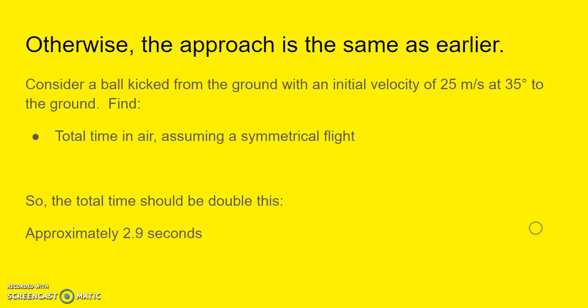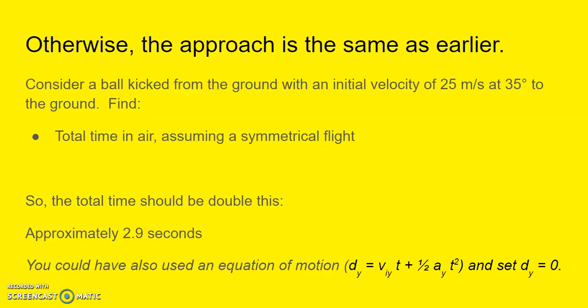On the other hand, if I want to find out what the total time in air is, assuming that the flight is symmetrical, then it should just be double that. It spends half the time going up, the other half of the time coming down, or you could simply say that it's twice the maximum height time. So it's 2 times 1.45, which is 2.9 seconds. If I wanted to, I could have used an equation of motion, d sub y equals v i y t plus 1 half a sub y t squared, and I would set d y equal to 0. That would be fine. You could then use the same equation and solve for the time to the maximum height.